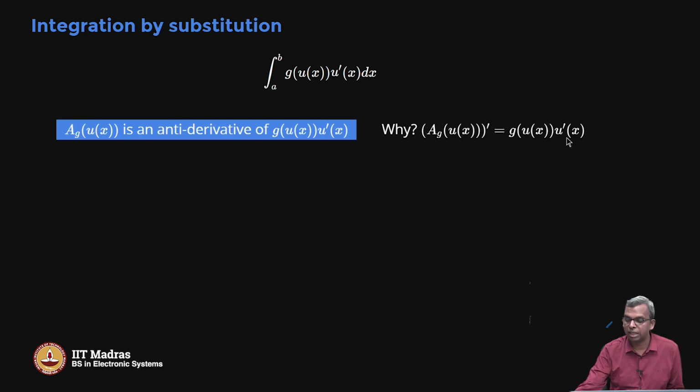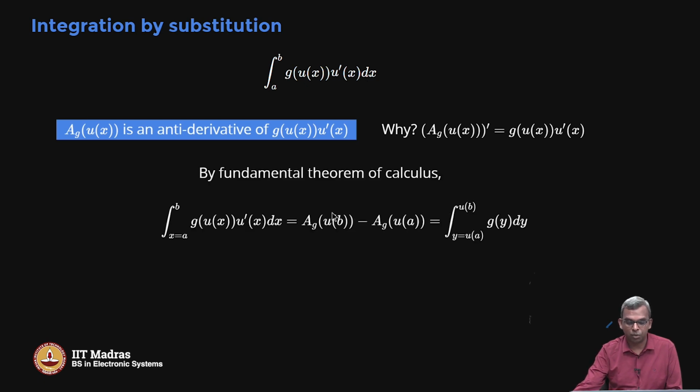So, you get g of u of x times u prime of x. Okay. So, this is an important idea. Once you know the antiderivative of this whole thing, you can use the fundamental theorem of calculus, right. So, how does the fundamental theorem of calculus work? The integral from x equals a to b of g of u of x u prime of x is AG of u of b minus AG of u of a.